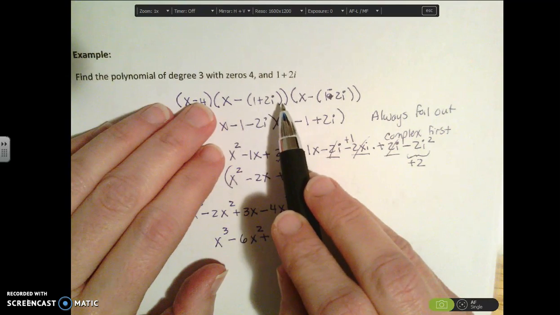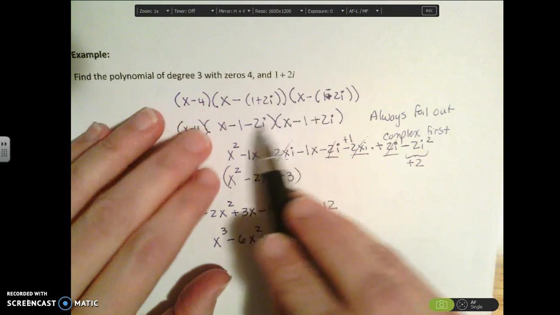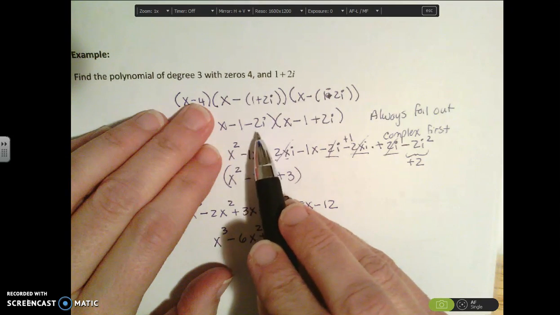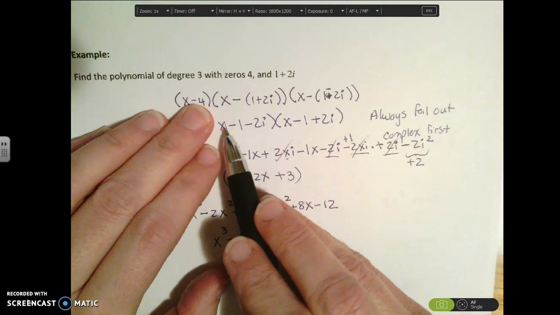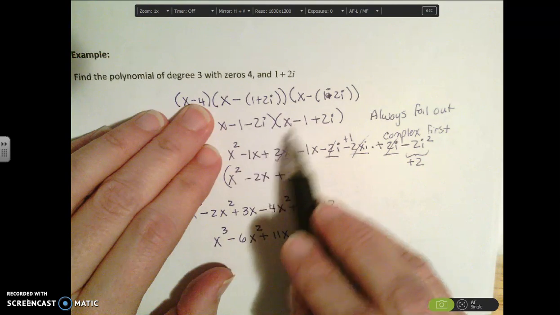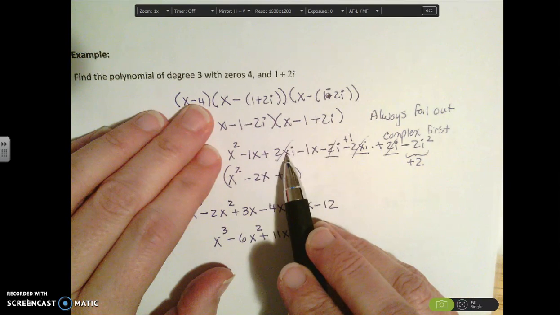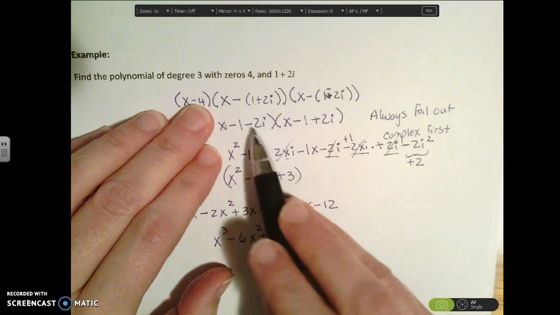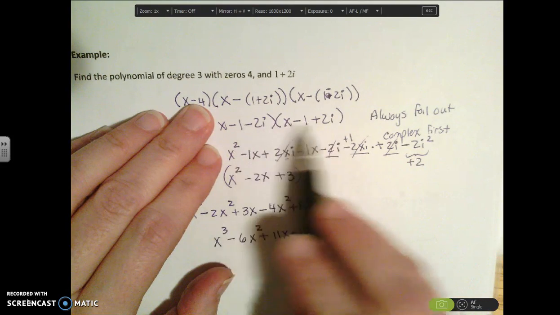Now when I work this out, I'm going to distribute out the imaginary roots first. So this imaginary root became x minus 1 minus 2i, and this one is x minus 1 plus 2i. So I start FOILing that out. x times x is x squared. x times -1 is -1x. x and 2i is 2xi. And then I have to do the ones. -1 times x is -1x. -1 times -1 is 1. I left that out at first.